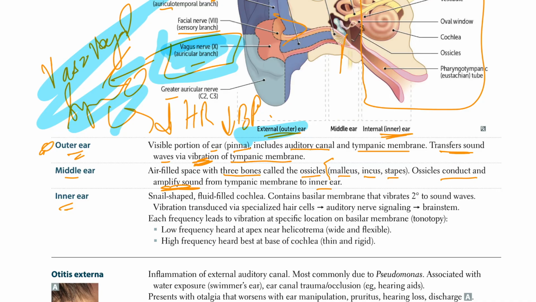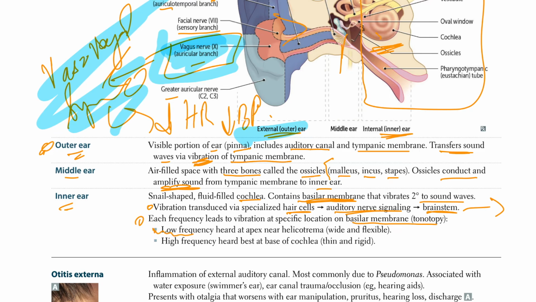The inner ear is a snail-shaped, fluid-filled cochlea. It contains the basilar membrane, important, that vibrates secondary to sound waves. Vibration transduced via specialized hair cells leads to auditory nerve signaling, which goes to the brainstem, and then you perceive the sound or the language or whatever the sound is, right? So each frequency leads to vibration of a specific location on the basilar membrane, tonotopy.